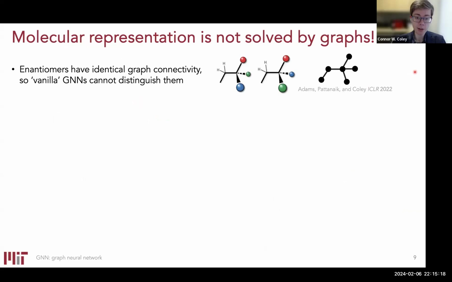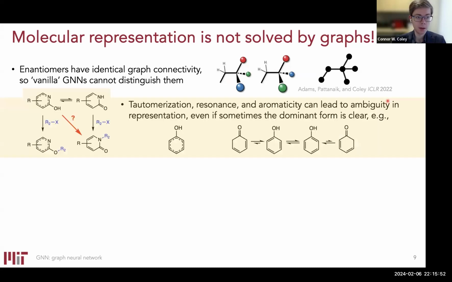The problem, though, is that graphs actually aren't sufficient. Thinking about molecules as graphs feels very natural, but then you start to realize that there are some subtleties that might cause complications. The most basic problem that you might run into is stereochemistry. Two enantiomers, as shown here, are mirror images of one another. They're not superimposable by translation and rotation. They have identical graph connectivity, and we can't tell the difference between them if we use a normal graph neural network.